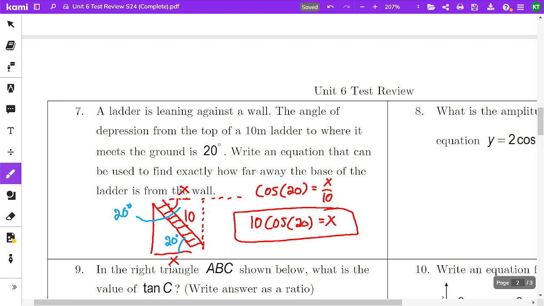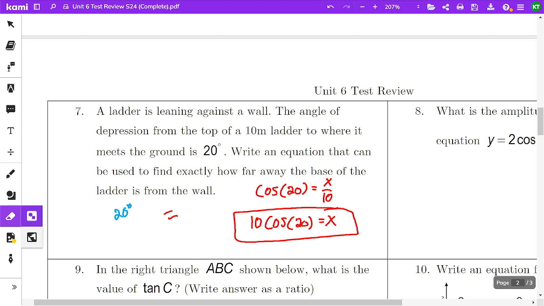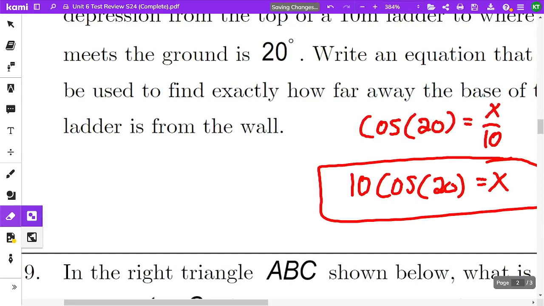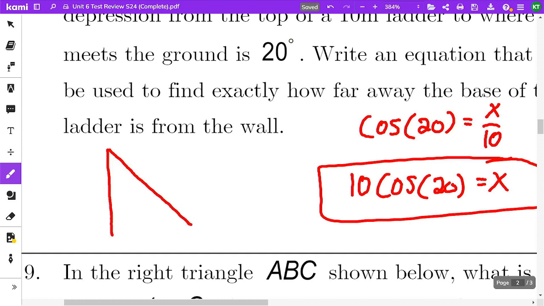Again, I feel like I didn't do a great job explaining that one, so I'll erase this and draw a better diagram here. I'm still going to keep the answer there. So if I have this wall here, we don't know what that wall is, and we'll say this is our ladder, and this is our angle of depression. We know this right here is 20 degrees, but we also know here that this ladder is going to be 10 meters. And it's asking us to find our side right here.